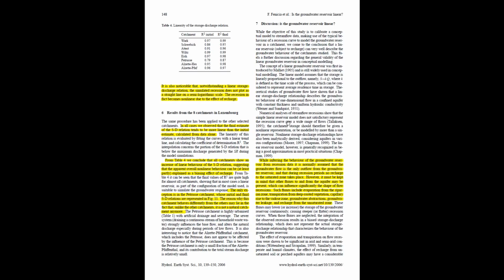So moving on, I'm keeping this pretty brief because the conclusions are more or less the same for all catchments. There is one exception which I can mention, which is the Petrus catchment. Here they find slightly different relationships, and the reason why this catchment behaves differently from the others may lie, this is a hypothesis of the authors, in the fact that unlike the other catchments, it is not a natural catchment anymore. So there's a lot of urbanized areas in this catchment with artificial drainage and sewerage.